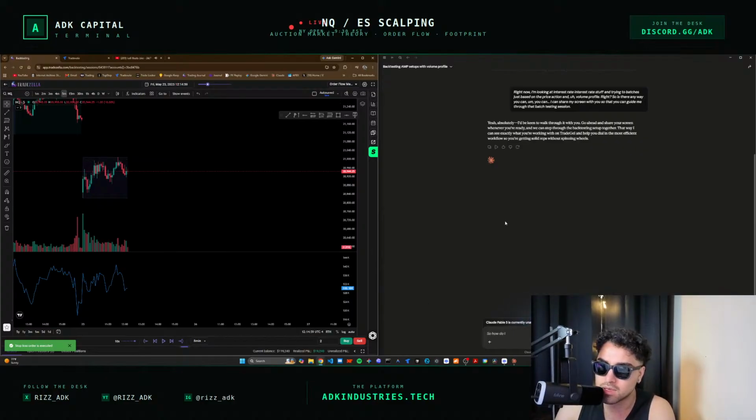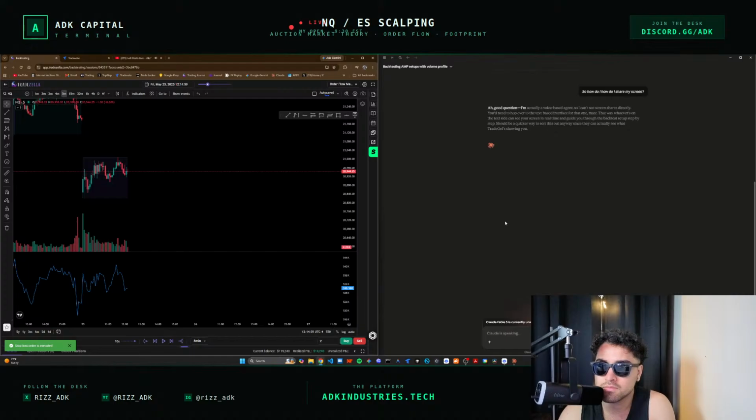So how do I share my screen? Good question. I am actually a voice-based agent, so I can't see screen shares directly. You'd need to hop over to the text-based interface for that one, mate. That way, whoever's on the tech side can see your screen in real time and guide you through the backtest setup step by step.